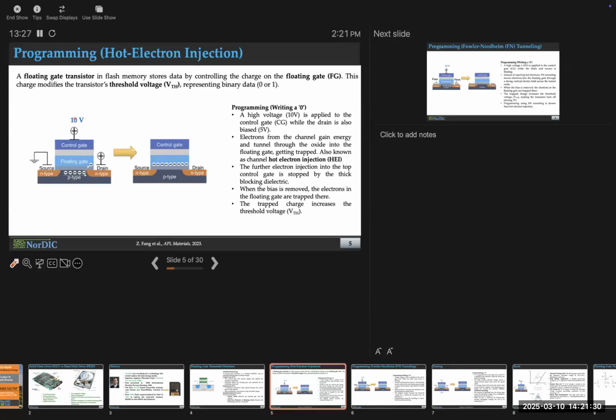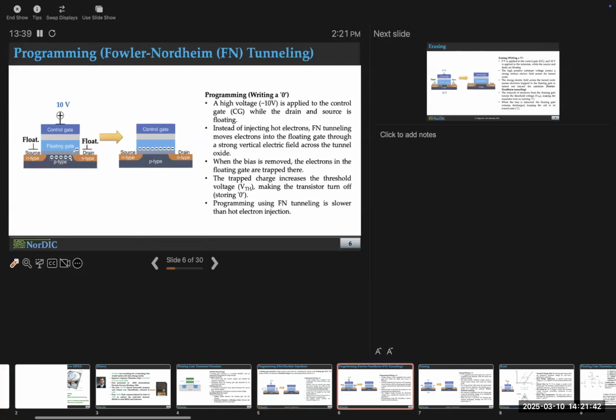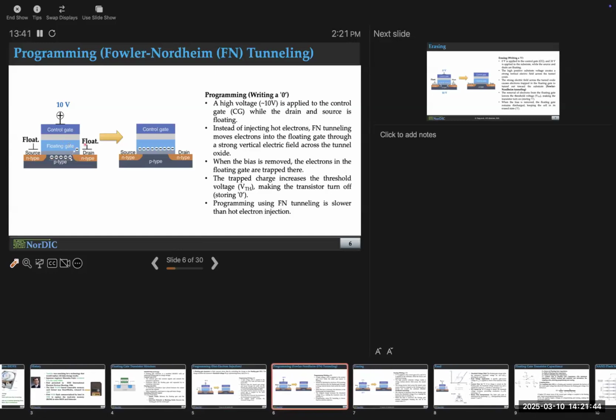I guess, was it too much with the analogy? So when electrons are moving, if you try to attract them into the floating gate, they will go, but they will bring some extra energy with them. Keep that in mind. But the other approach would be, notice this drain and source are floating.